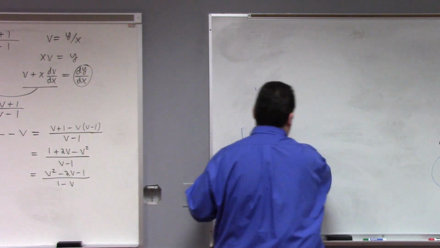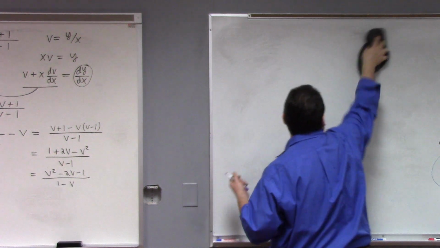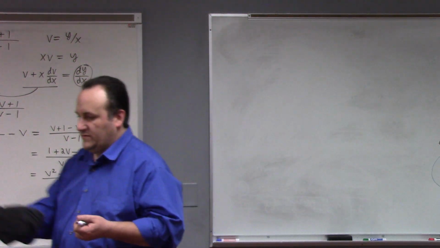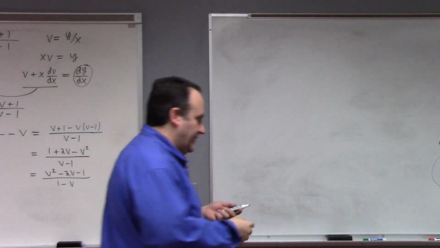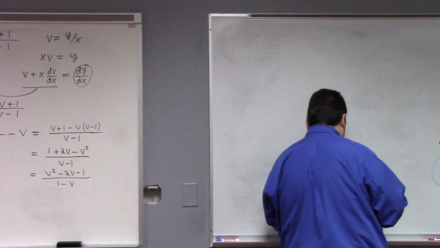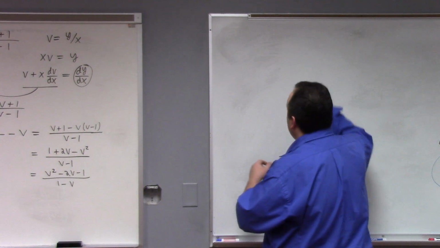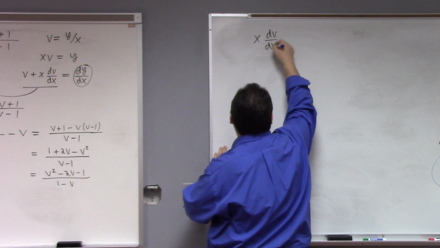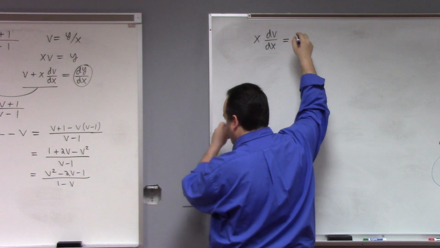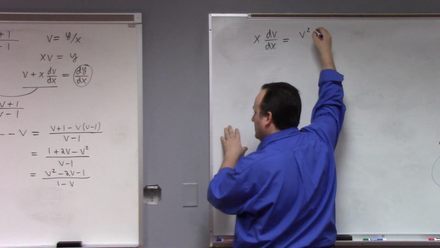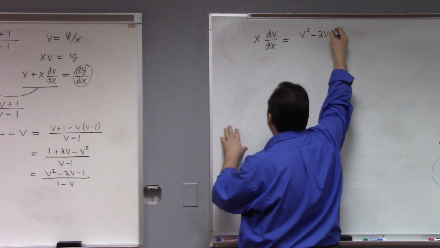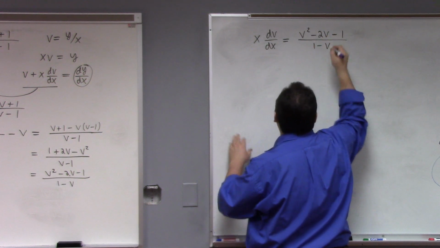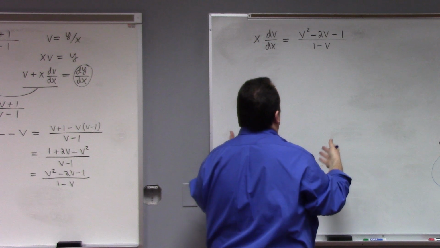Now, don't get too carried away just yet. The reason I'm making it a fraction is that once you have one fraction, it's easier to separate variables, right? And I do think separation of variables is going to work here. See, what we have is x dv/dx equals, if I've got it right here, (v squared minus 2v minus 1) over (1 minus v). All right? OK, so then separate variables.